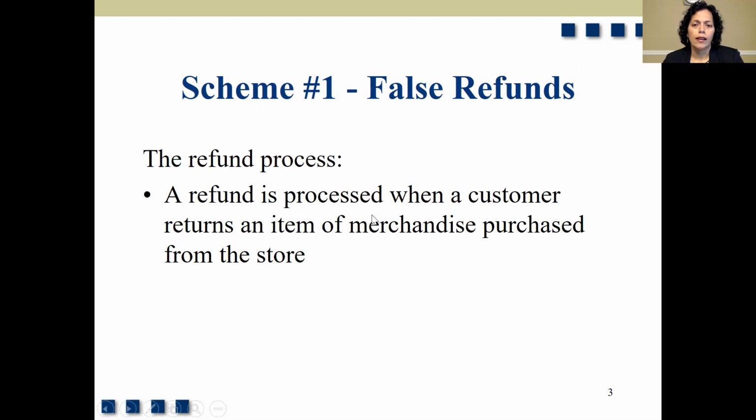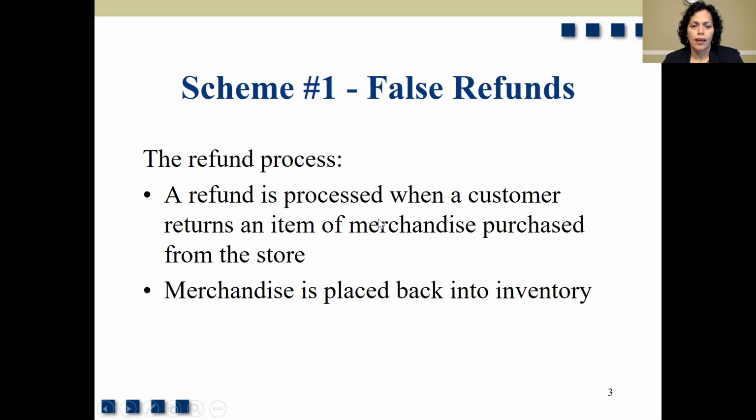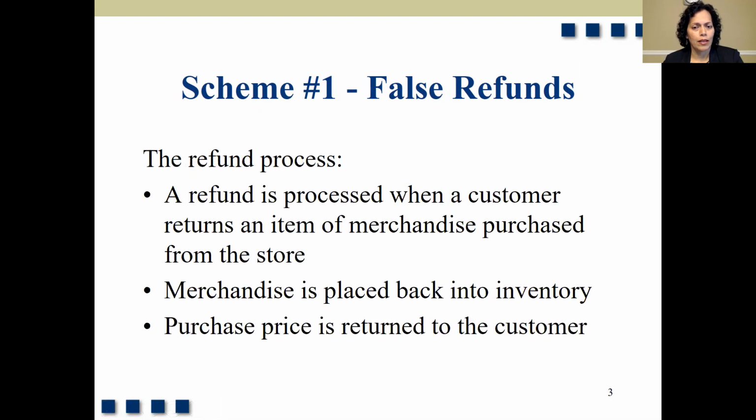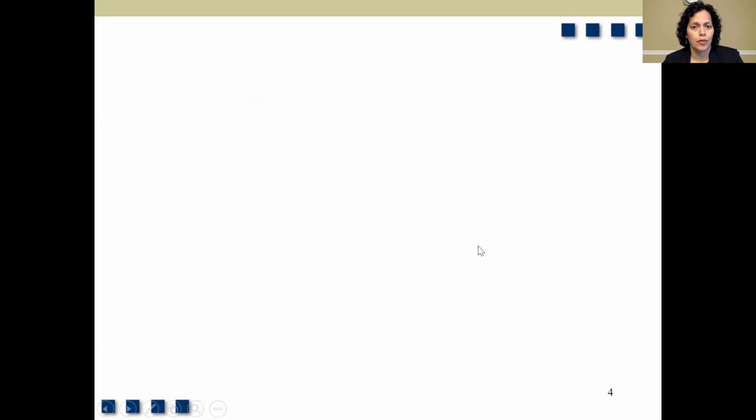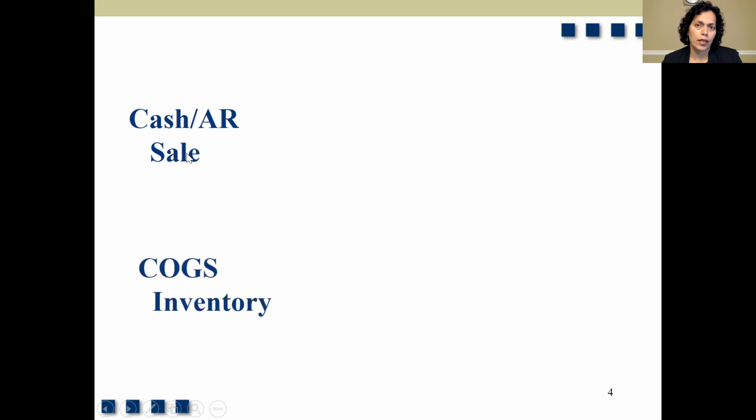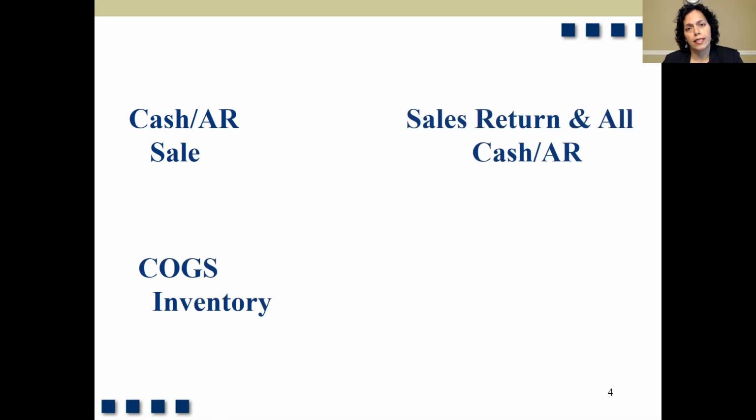In a refund, the customer returns the merchandise, it is placed back in the inventory, and then the purchase price or the invoice price, whatever we call it, is returned to the customer. So what are the journal entries when there is a cash transaction or a credit transaction, and then the return? To start with, we have cash or accounts receivable debit, sales credit. In the perpetual inventory system, which is used by most firms these days, we have cost of goods sold debit, inventory credit. When there is a sale that is made, we have the sales return and allowance debit and cash or accounts receivable credit.